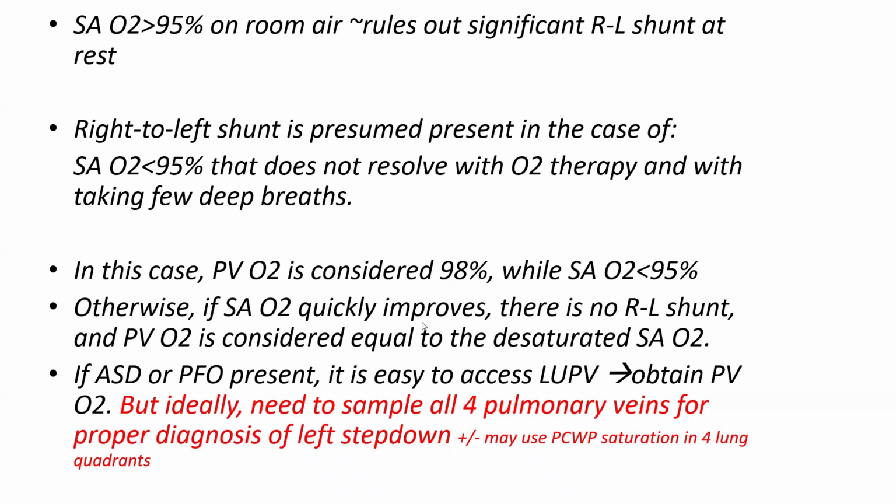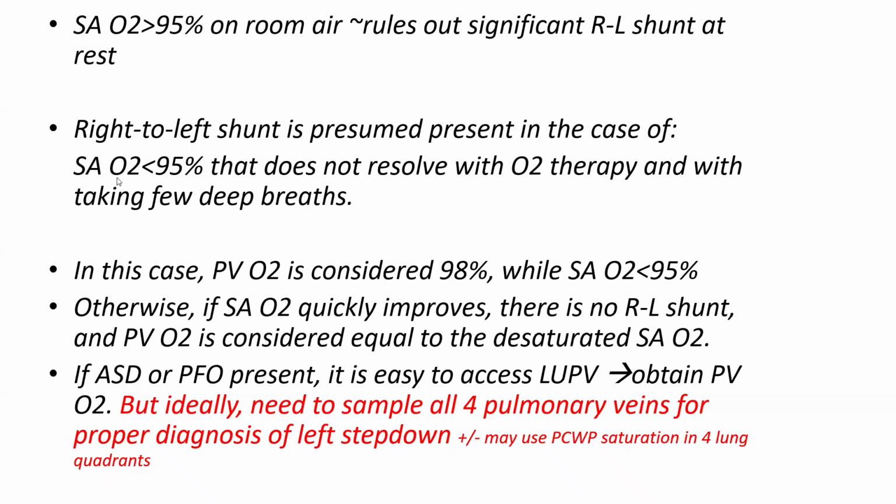However, if arterial saturation quickly improves with oxygenation or a deep breath, then there is no right to left shunt, and pulmonary venous O2 is considered equal to the desaturated arterial O2 sat. And if the hypoxemia is not profound, we prefer to do our study without oxygen, particularly when the arterial oxygenation is over 85, 90%. We prefer to do our study without oxygen, as I will explain later.